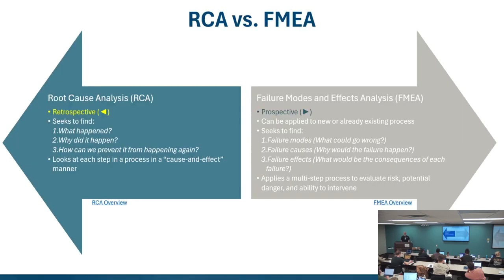So this is one of the objectives: distinguishing between root cause analysis and FMEA. Again, root cause analysis is retrospective, FMEA is prospective. So retrospective is after the event, prospective is before the event. And again, before the event is a lot more difficult, but it's important because there are lots of things that could have been prevented.